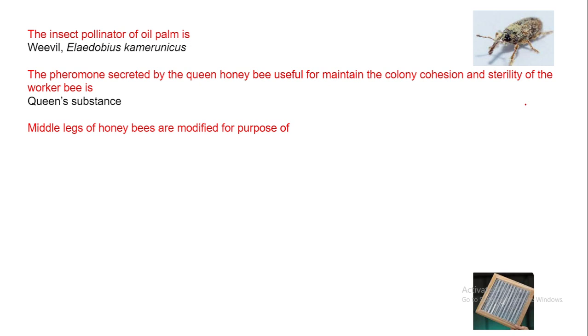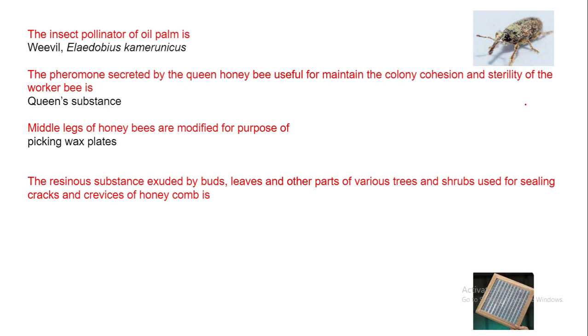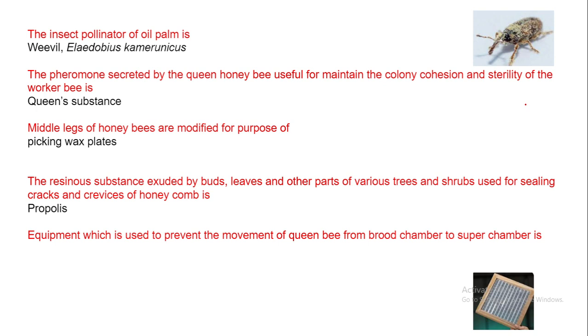Middle leg of the honeybees is modified for the purpose of picking wax plates. The resinous substance collected from leaves and other parts of various trees and shrubs, used for sealing cracks and crevices of the honeycomb, is propolis. Equipment used to prevent the movement of queen bees from the brood chamber to the super chamber is known as queen excluder. This is the queen excluder.